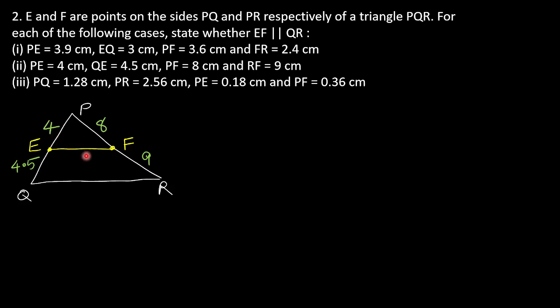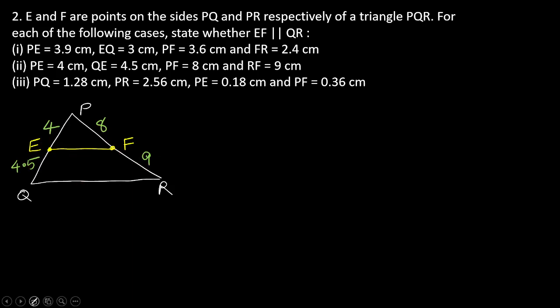So I want to check whether EF is parallel to QR. In the previous class we studied that if the left side ratio equals the right side ratio, the two sides will be parallel. The theorem can be explained in two ways. If these two sides are parallel, the left side ratio equals the right side ratio. Or if the left side ratio equals the right side ratio, they are parallel.